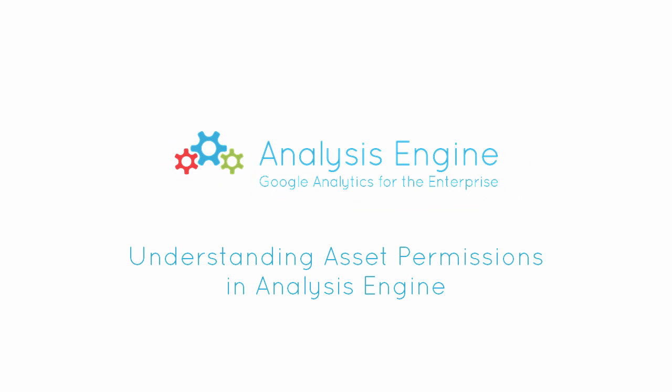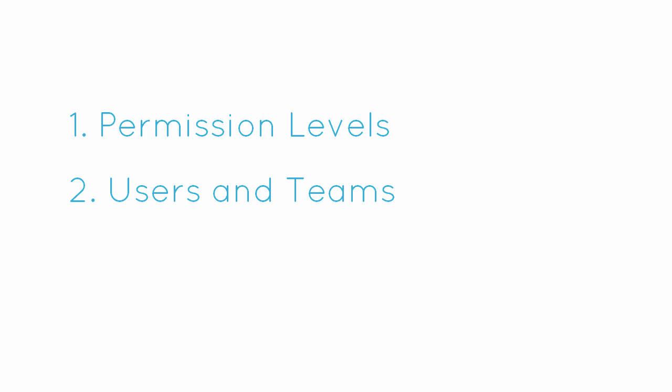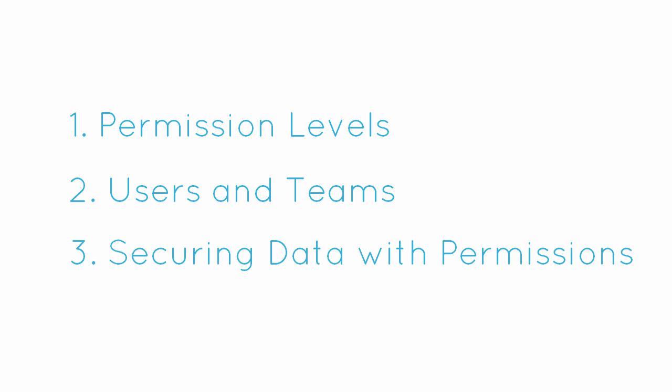In Analysis Engine, all assets have associated with them a set of permissions that determines what users have access to do what with that particular asset. In this tutorial, we'll look at what permission levels are available in Analysis Engine, how permissions are applied to users and teams, and how to use permissions to carefully decide who has access to what Google Analytics data.